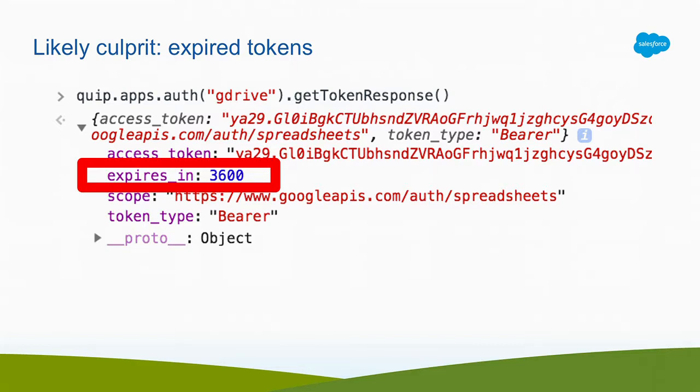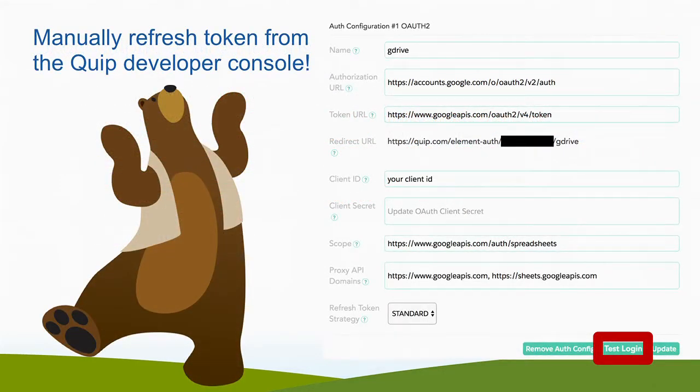How do you refresh the token? Well, you can refresh it manually. Super not scalable, always works. Do the test login button, and what that does is request the service for a new token. Simple, but not scalable. Is there a way to do it programmatically? Yes, there is.